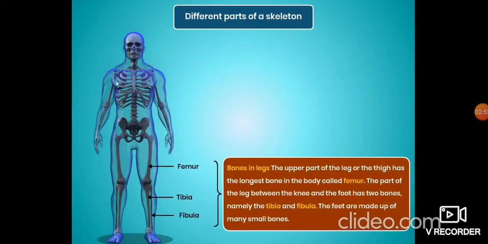After this, next is hind limbs or legs. You know which is the longest bone in our body? That is thigh bone, femur. And the lower portion, that is part of the leg between knee and foot, it has 2 bones, namely tibia and fibula. Feet is made up of very small bones.